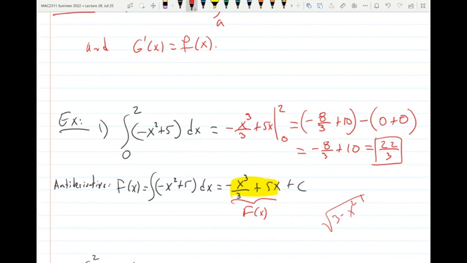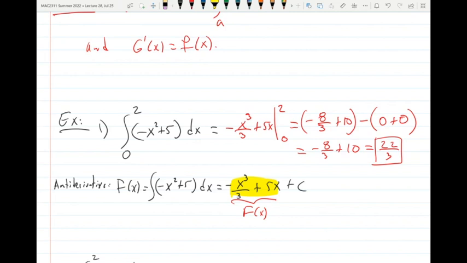Good luck trying to do that. Okay, so in Cal 2 you will learn how to do that. There's something called trigonometric substitution that will allow you to deal with this. Okay, so that's why it's good to know this approach of area.